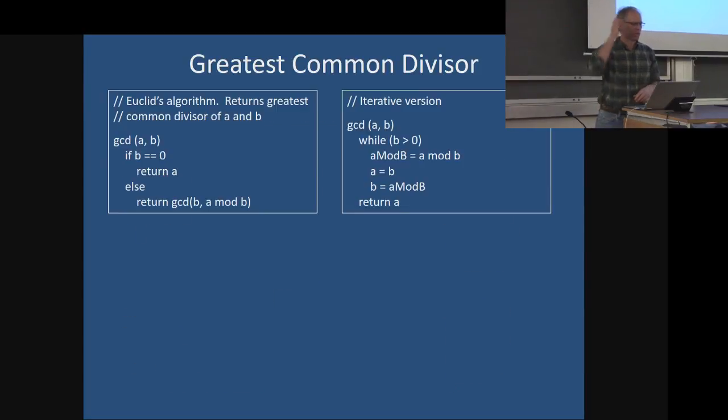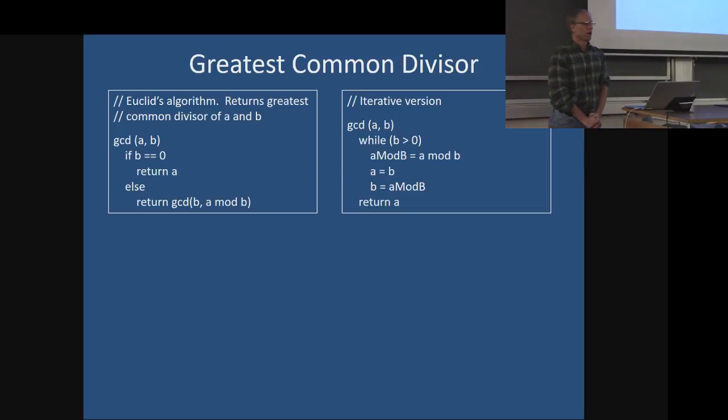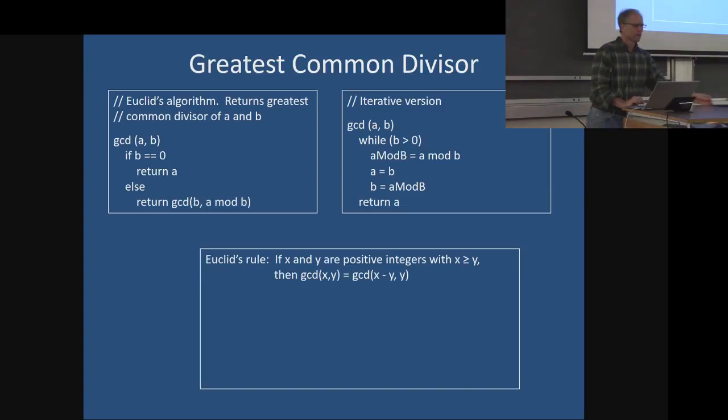Okay, and we observed that you can easily turn the algorithm into a loop. Now a couple things we can do. We can analyze the algorithm, or we can try to understand why it works. And you've seen it often enough, so maybe it's a good idea to try to understand why it works. So let's start with Euclid's rule. This is what Euclid discovered 2,500 years ago.